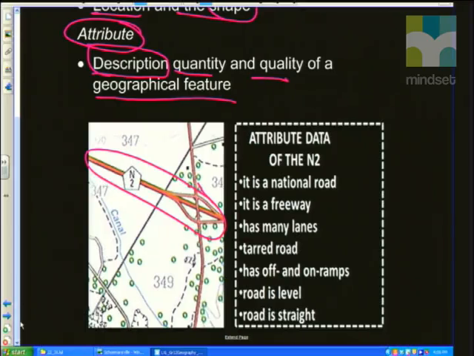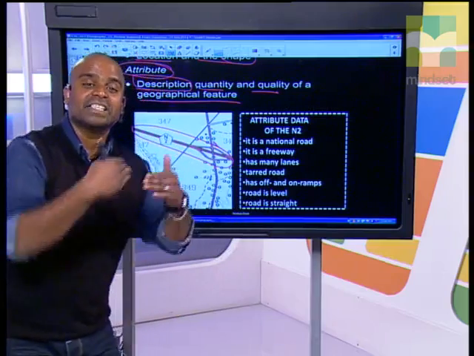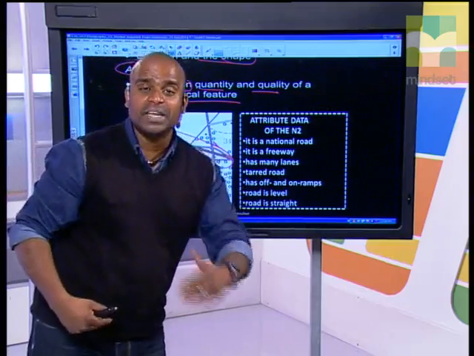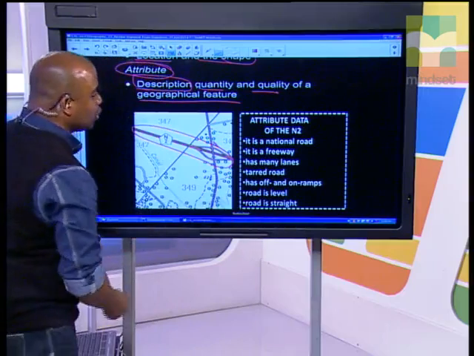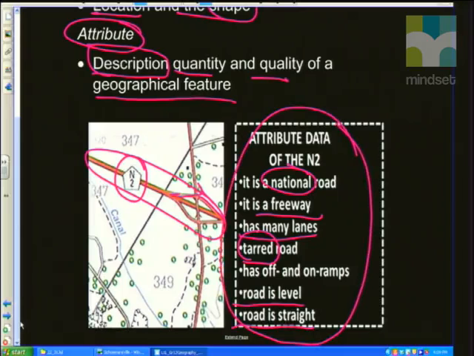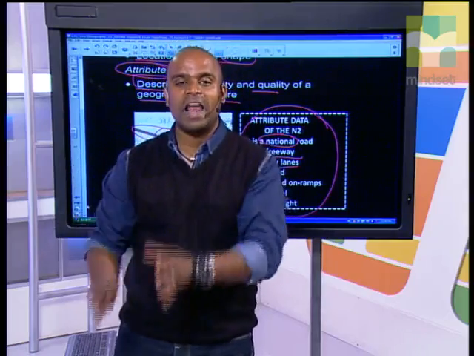However, by calling it a road, we are actually putting a description to the line object, and it becomes attribute data. If we look at further attributes of this line object, we should note the following. It is a national road. N2, that is an attribute to the line object. It is a freeway. It has many lanes. We're describing it as a tarred road. It has on as well as off ramps. The road is level. The road is straight. The following refer to the attributes or descriptions of the line object.